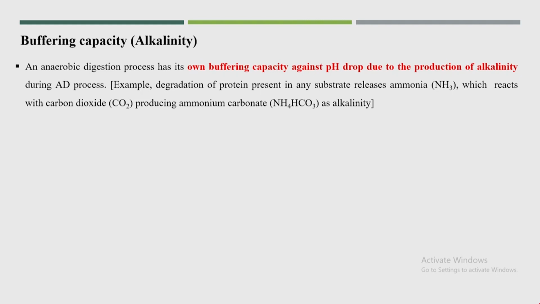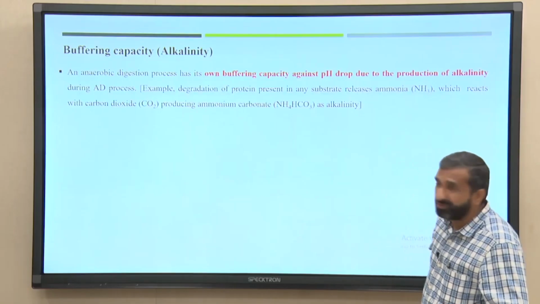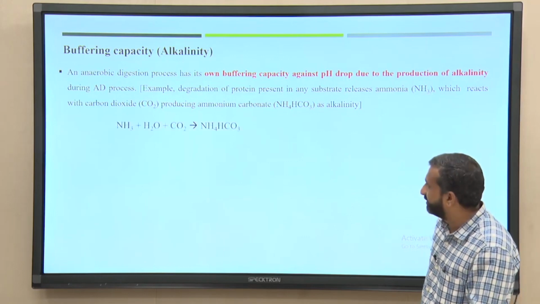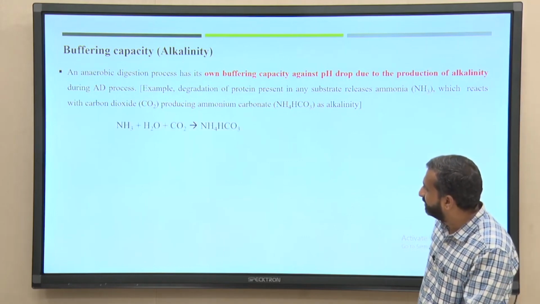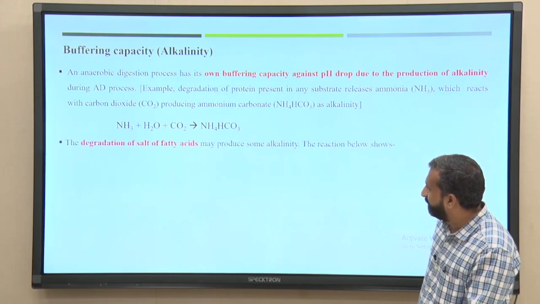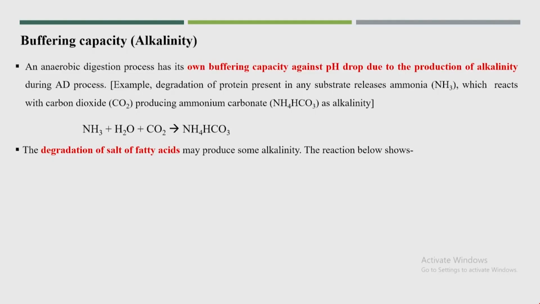As an example, the degradation of protein present in the substrate releases ammonia, which reacts with carbon dioxide, producing ammonium bicarbonate, NH4HCO3, as alkalinity. So, because of that also we can maintain the pH in the reactor. So, this could be the reaction. The degradation of salts of fatty acids may produce some alkalinity, and these reactions could be possible like here. This also can be possible. So, this is the sodium alkalinity.